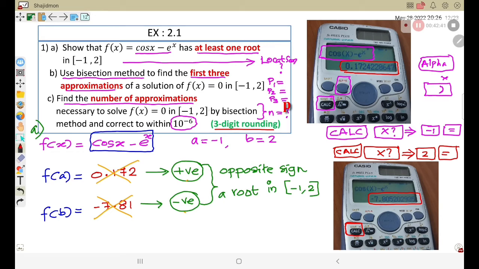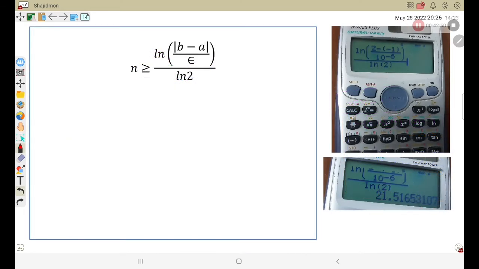How many approximations, how many steps will the computer take for getting the correct answer with error 10 power minus 6? We will mark that one. I already wrote the rule here: N greater than or equal to ln of absolute b minus a divided by e, all divided by ln 2. Okay. So we can apply here n greater than or equal to ln of absolute b, which is the number 2, minus a, which is the number 1, divided by e, meaning the error number 10 power minus 6, it is given in the question, all divided by ln 2.